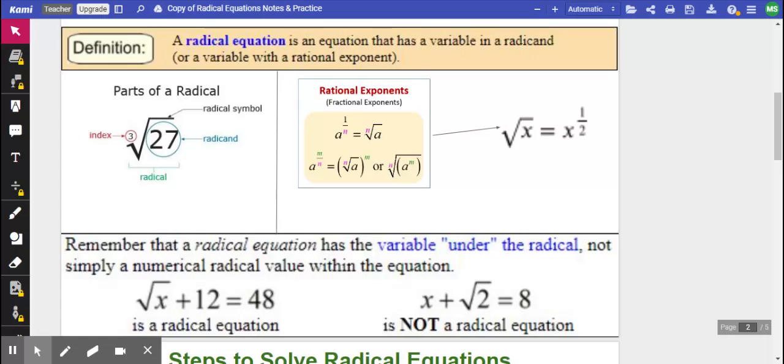Keep in mind that a radical equation with a variable under the radical is different than just having a radical in the equation in general. On the left-hand side, you can see that x is underneath of the radical symbol, and that makes it a radical equation. On the right-hand side, we have a square root of 2 in the equation, but that doesn't make it a radical equation itself.